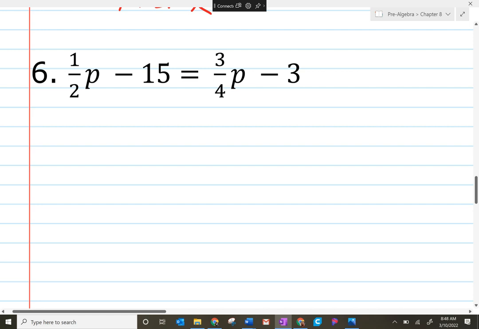Okay, equals, numbers on the sides. Negative 3. Yep. Okay. Now, which one's the letter p on the side? Perfect, that's already the same. 1/2 is the same as 2/4. So it would be 3/4 minus 2/4. It's the same as the minus 15, right? So it's the opposite of minus.